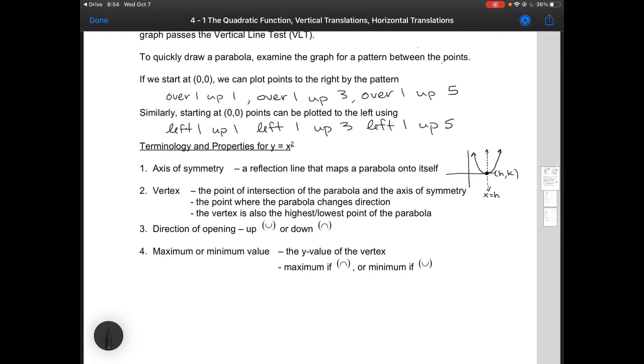The third property that you should be familiar with is the direction of opening, whether it opens up or down. And then finally, the maximum or minimum value. So that's the y value of the vertex, or k. It's a maximum if your parabola opens down, and it's a minimum if the parabola opens up.